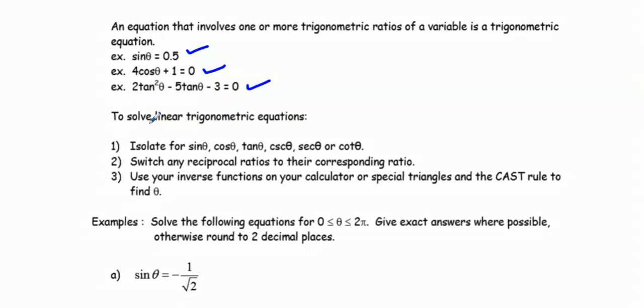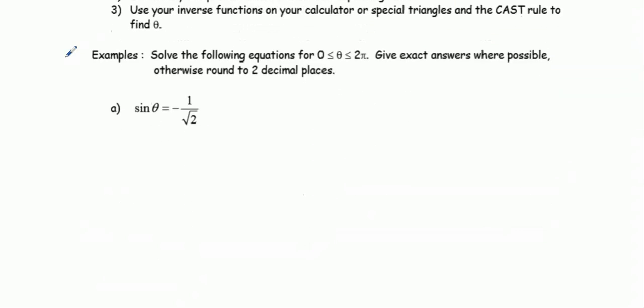Okay. So to solve linear trig equations, you want to isolate, just like you would solve a linear equation. You're going to isolate for the trig function. If you have reciprocal functions, you're going to change them into their primary trig ratios. And then you're going to use the inverse function on your calculator, or you're going to use special triangles and the CAST rule to find your values for your angle. All right, enough talking, let's get at it.